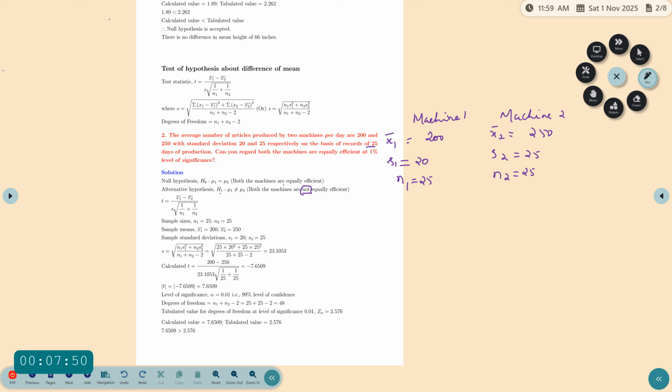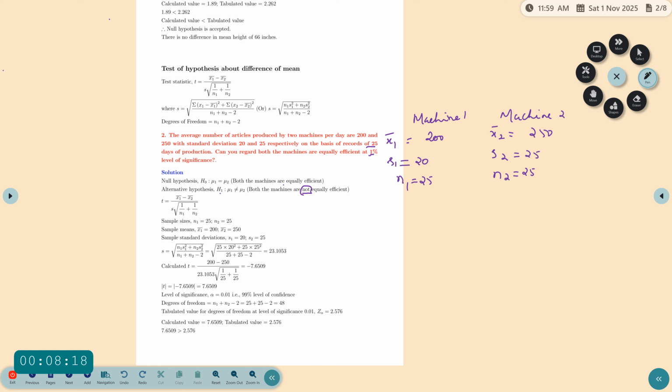Now we have to go for the level of significance. Level of significance is given as 1%. For a small sample, if no information about the level of significance is given in the problem, we have to consider it as 5%. But for a large sample, that is not the case. So now we go for the calculated value.